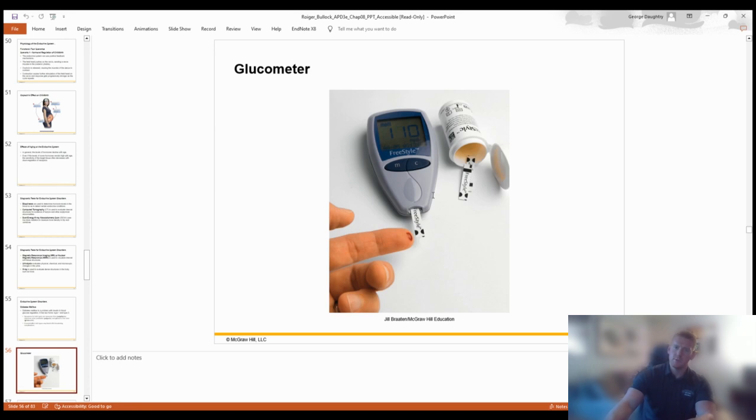Okay, here's an example of a glucometer. You can get it anywhere at any pharmacy, right? You prick the finger, and then the glucometer and the test strip will determine the amount of glucose that's in the blood, and then you can get a reading.